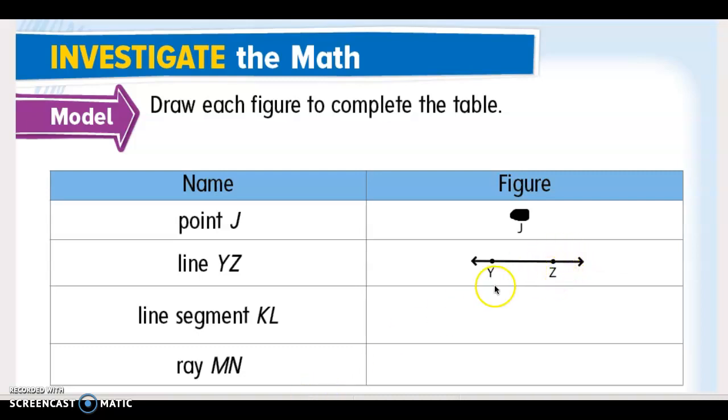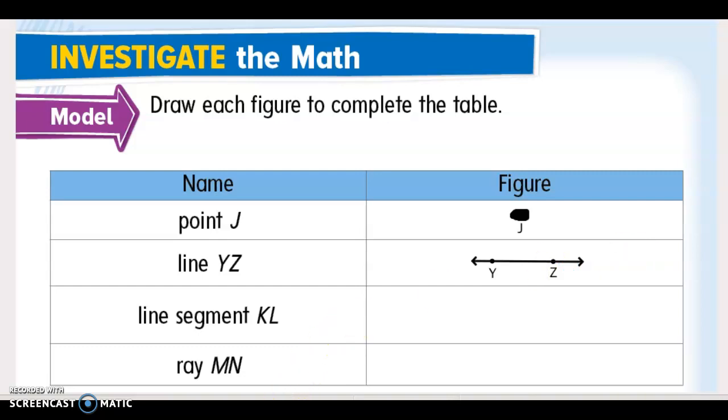Now the fancy thing about lines, I can move my points around. This is line ZY. It is still the same line. Okay, so lines don't matter in how you name them. I can keep it line ZY, or again, I can go back and make it line YZ. Both would be correct ways to name this line.